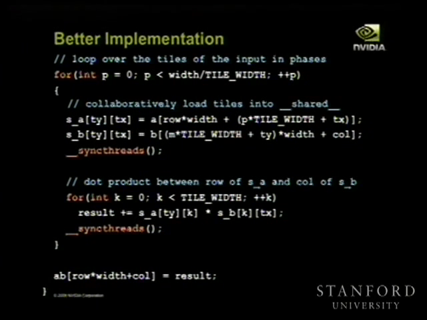So let's take a look at what that looks like. We start out by creating this for loop that wasn't in the previous kernel. And basically this for loop is going to loop over these phases of operation. So we'll loop from phase p equals 0 to p equal width of the matrix over the width of these tiles. So the first thing we're going to do is collaboratively load elements from the input in a tiled fashion into shared memory and then do a sync threads. So after that sync threads, we've got an entire tile of the input matrices in some very fast, on-chip shared memory that every thread in the block has access to.